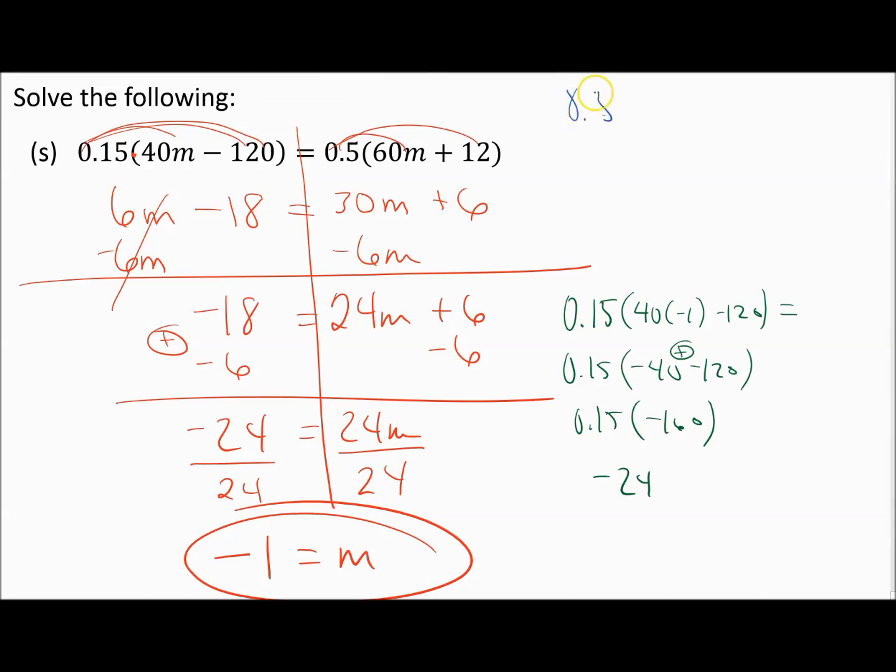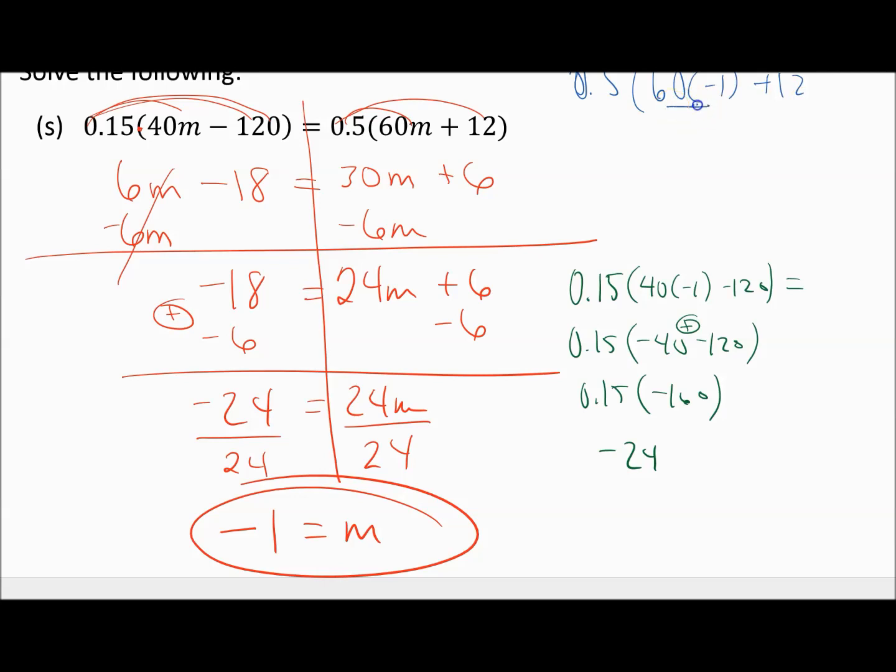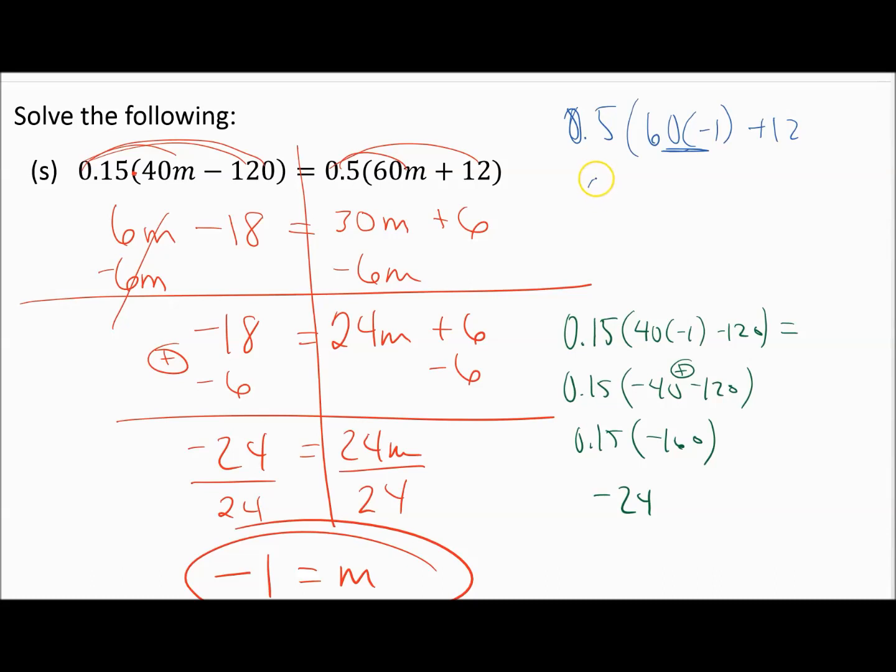Now at the top of the page in blue, let's do the right side. So that's 0.5 times 60 times negative 1 for my m value plus 12. I've got to do this first. Okay, so that's 0.5. 60 times negative 1 is negative 60 plus 12. That's 0.5 times negative 60 plus 12. You're adding a negative and a positive together, so you subtract. And that's going to give you 48, but negative because the heavier one's negative. And half of negative 48 is negative 24. So it checks out.